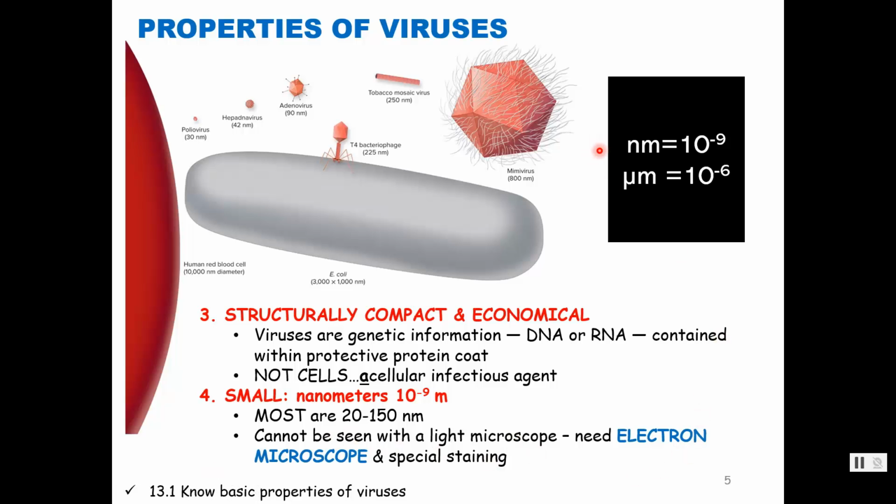And just kind of reminding you, micrometers are 10 to the minus 6 meters, and so nanometers are 1,000-fold smaller than that, so 10 to the minus 9. But we measure viruses in nanometers, and they cannot be seen with a light microscope. You have to see them. All the pictures that we'll be looking at in this PowerPoint are electron micrographs.